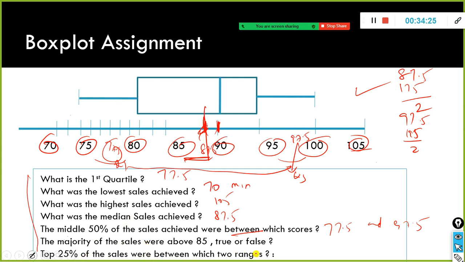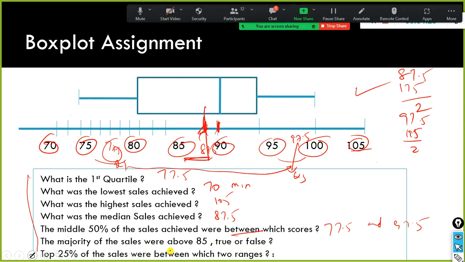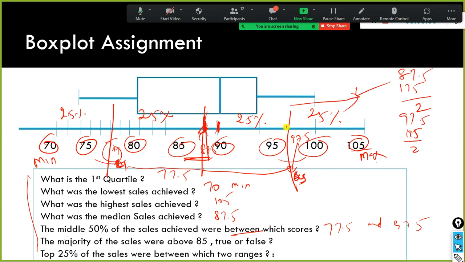Top 25% of sales were between which two ranges? So this is my maximum value. This is my minimum value. Now we know what is Q1 and what is Q3. And what is the top 25%? This is my Q1, this is my Q2, and this is my Q3. This is the bottom 25%, and here you have 25% data. This is the top 25%. Top 25% sales were between 97.5 and 105. Got it?